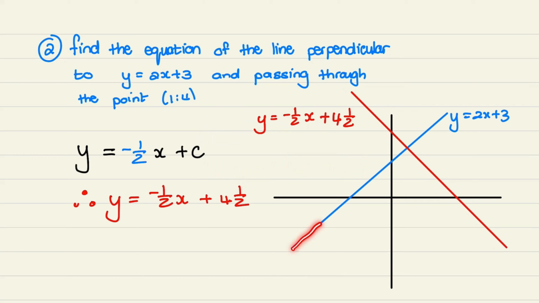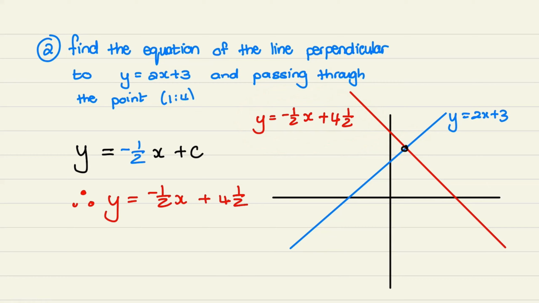So if I were to draw it out, what it means is that the line y = 2x + 3 would be intersected by another line y = -1/2 x + 4.5 at 90 degrees. And this point of intersection would be (1, 4).